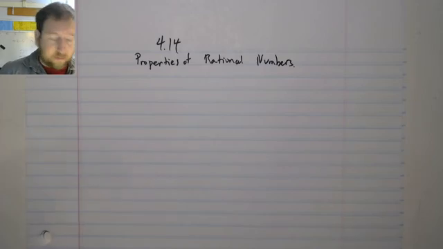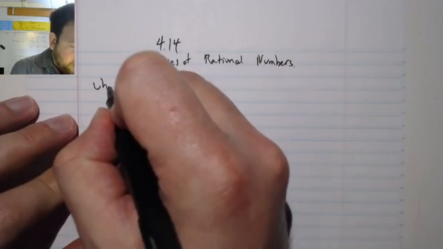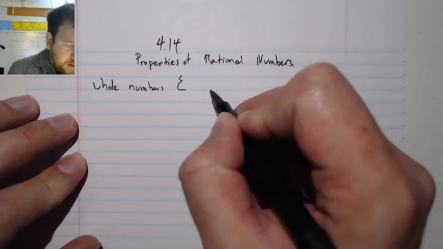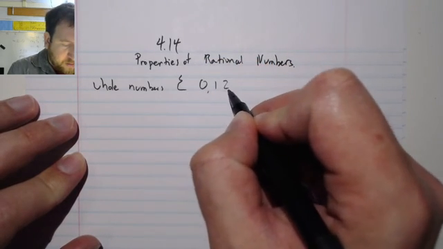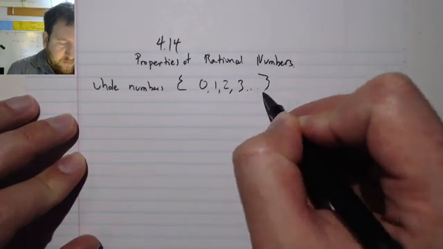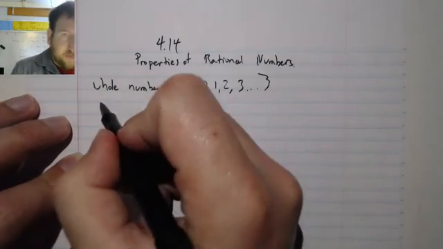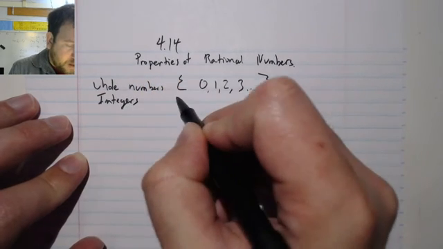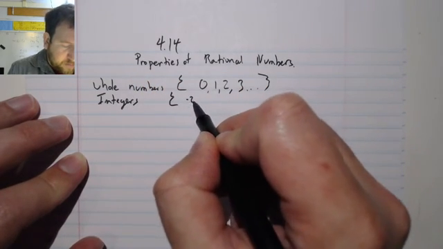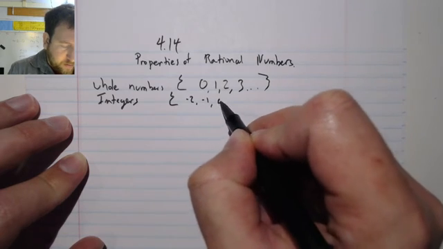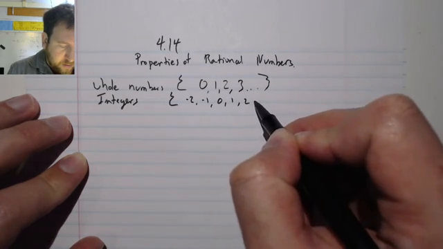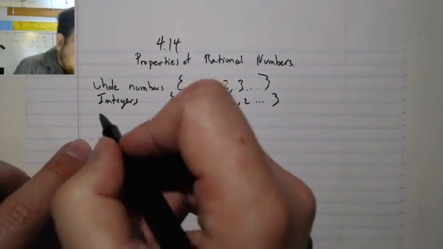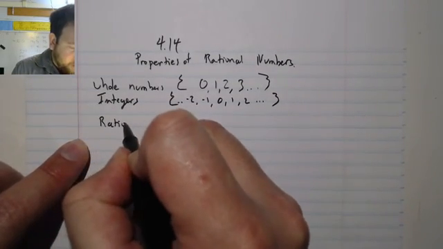So we've been talking about a couple of these different sets and series of numbers. And let's quickly refresh our minds. We have the whole numbers, and that goes 0, 1, 2, 3, to infinity. We have the integers, which we've been talking about, and they go -2, -1, 0, 1, 2, both ways to infinity. And now we're going to talk about these rational numbers.